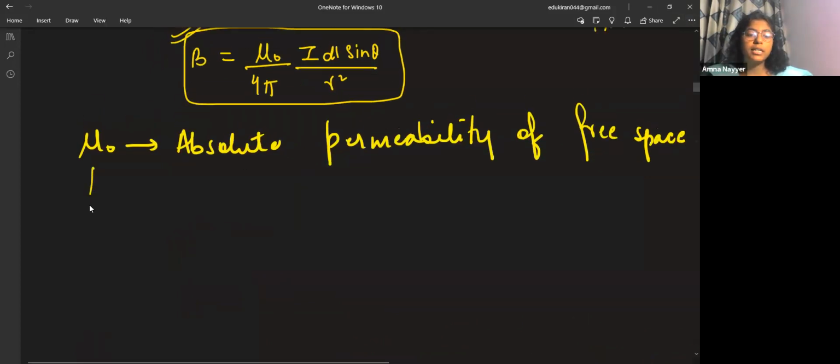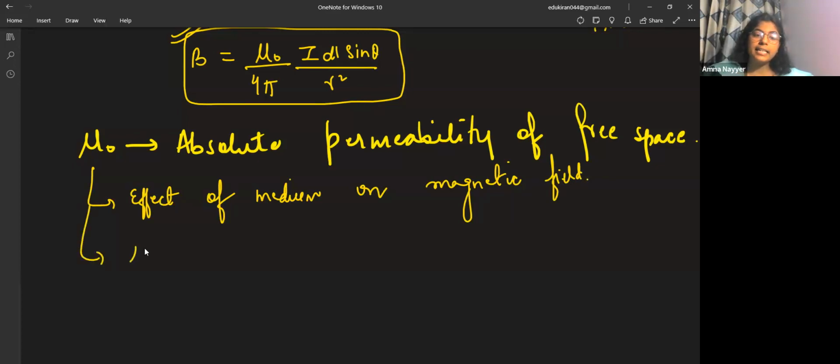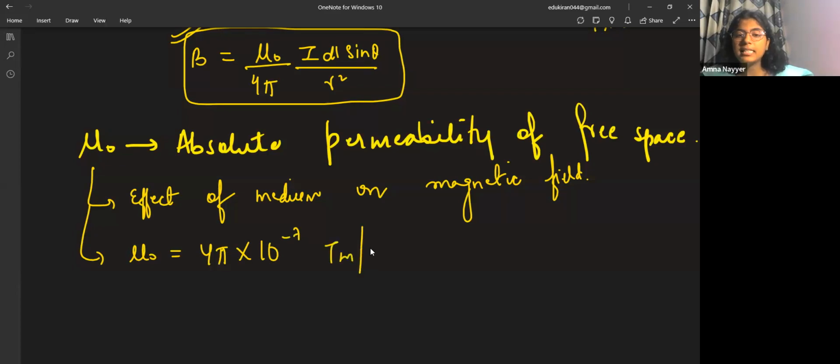If I talk about this quantity, this is basically the effect of medium on magnetic field. Secondly, the value of mu naught. See, this entire constant's value is 10 to the power minus 7. So if I want to write out just the value of mu naught, that becomes 4 pi multiplied by 10 to the power minus 7 Tesla meter per ampere. Or you can say mu naught by 4 pi is 10 to the power minus 7.